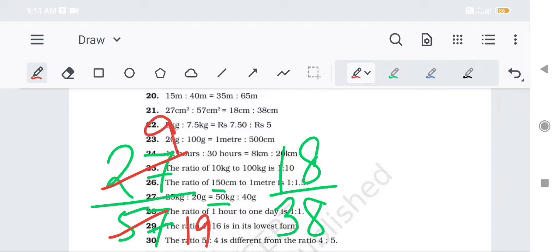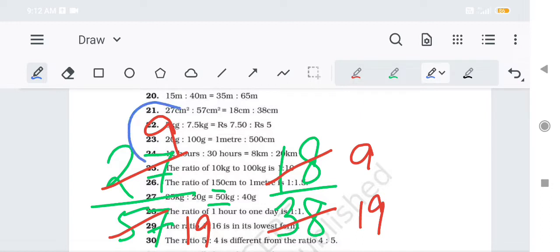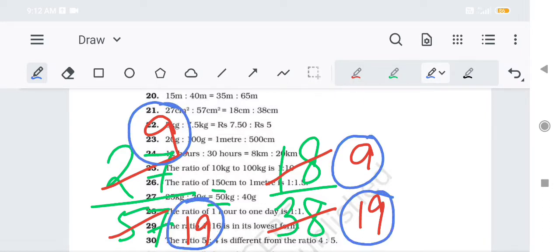I'm reducing them by 3, and here I would like to reduce it by 2. So both of these fractions are coming the same, 9 by 19 and here also 9 by 19. Okay, so see here in this statement both of the fractions are coming 9 by 19, so it is coming true. Let's come to the next sum.